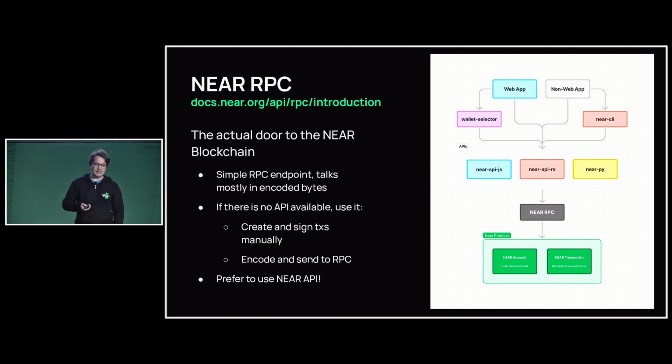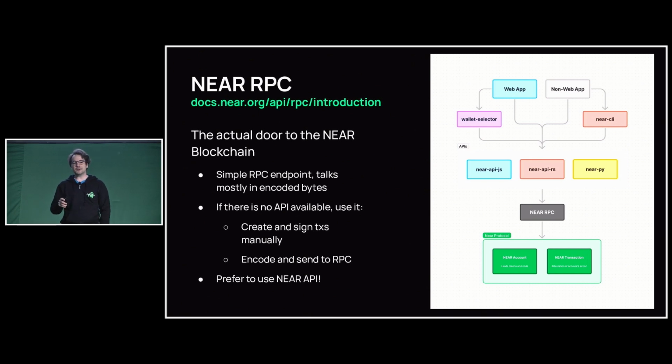Now, something that you don't want to do, but you have the option, is that you can actually just talk with the near RPC. If you think about it, the near APIs that we were talking about are just a very nice abstraction on top of the near RPC, because the near RPC is the gateway towards near. All of this is a nice packaged library so you can talk with the near RPC. But what happens if you're building in Go and you just don't have that near API for Go? Well, then you will have to talk with the near RPC. It's still possible. It's just a very simple endpoint that talks mostly in encoded bytes.